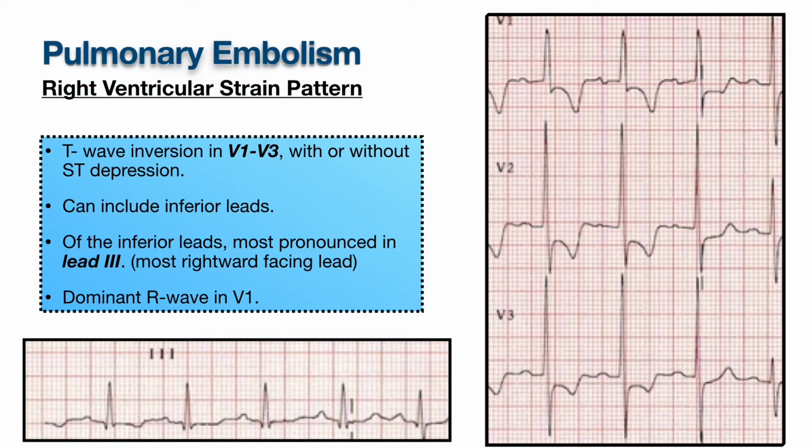Right ventricular strain pattern will present as T-wave inversion in V1 through V3 with or without ST depression, as you can see. It can also include the inferior leads, with the most common lead being lead 3, as it's the most rightward facing lead. There will also be a dominant R-wave presentation in lead V1. In the upcoming 12-lead, I'd like you to try to take a stab at finding these patterns.